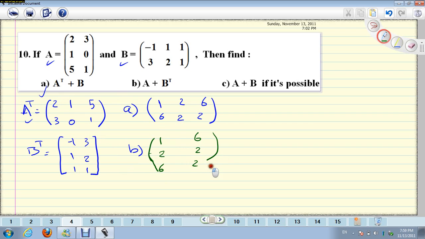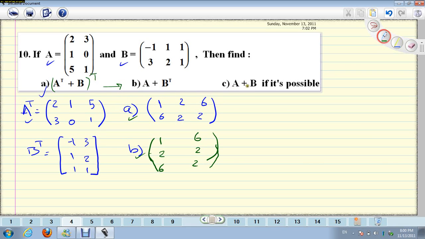Okay, if you take a look at the matrix in letter A and the matrix in letter B, you can see that this matrix is the transpose of this one. If we take the transpose of this matrix, we're going to get this matrix, and this is simply because if I take the transpose of this one, I'm going to get letter B.